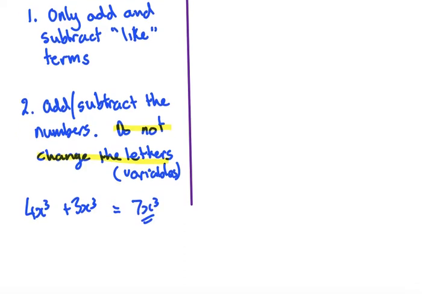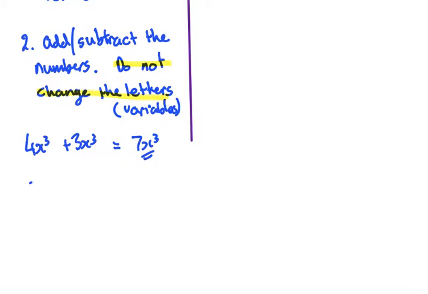The variables don't change. And again, if I have 5a to the power of 5 minus a to the power of 5, the invisible number here is a 1, so there's a 1 in there. So it is 5 minus 1, 4a to the power of 5. The variables do not change. Now that's for adding and subtracting. Follow those rules and it should be sweet for those. You should get the correct answers.